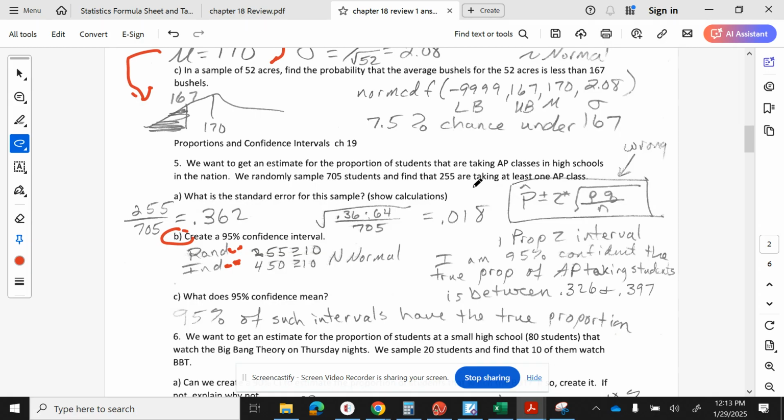We have 255 successes. We subtract from 705. We get 450 failures. That's greater than or equal to 10. So it's nearly normal. Make sure you say nearly normal. Now you have the third assumption done.